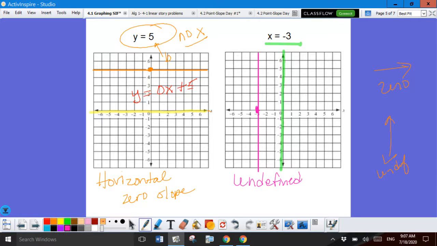So if we just see one number and a variable, it's either going to be the 0 or the undefined. And if it's a y equals, it's 0. And if it's an x equals, it's undefined.